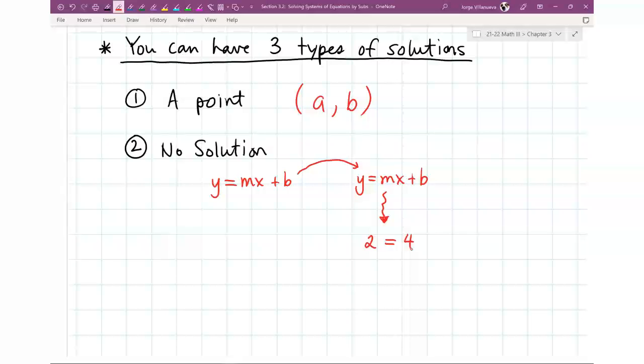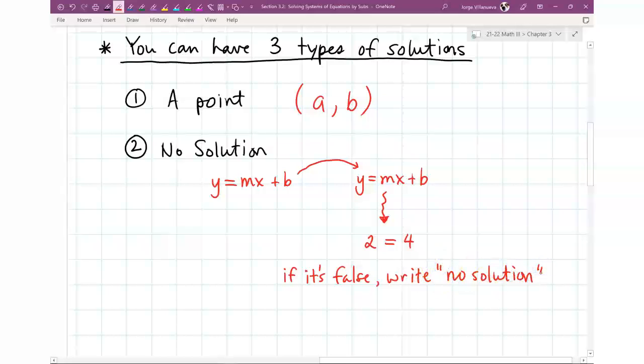If your statement is false, then you write no solution. Okay? So you're going to say, if it's false, write no solution. Okay, that's how you know your answer is no solution. The statement at the end is false.